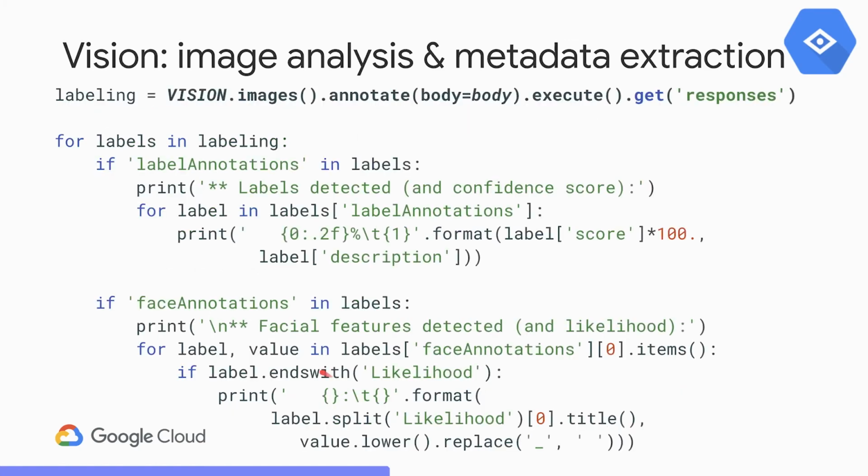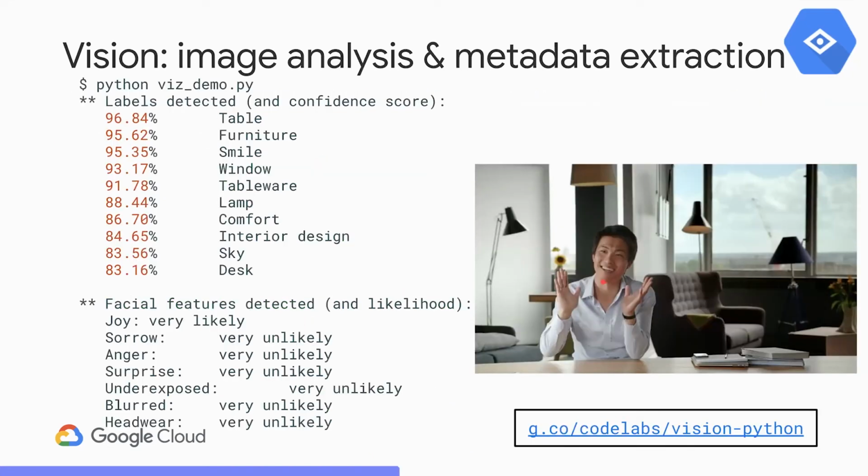All right, so then I make the call to the Vision API to get that data. I pull out the responses, and then I loop through all the objects that the API sees in the image, as well as any kind of facial annotations. So here is the image. These are the things that it sees, as well as a confidence score or likelihood that this object is in this photo, and then some facial features, of which Joy is the only one that shows up.